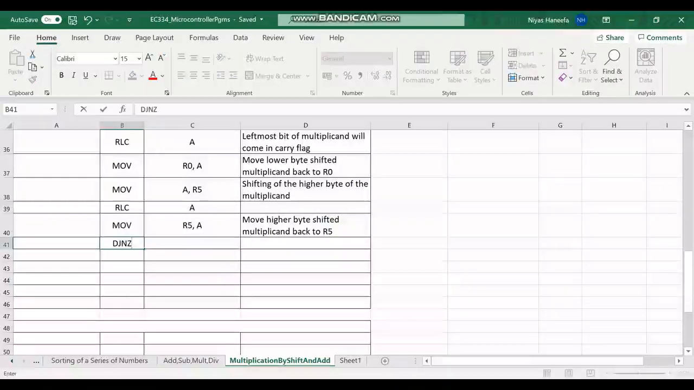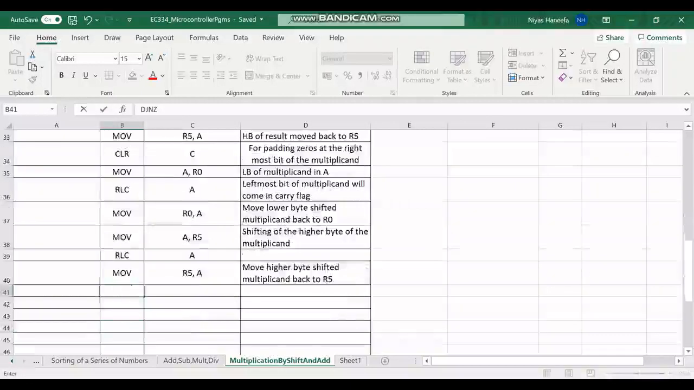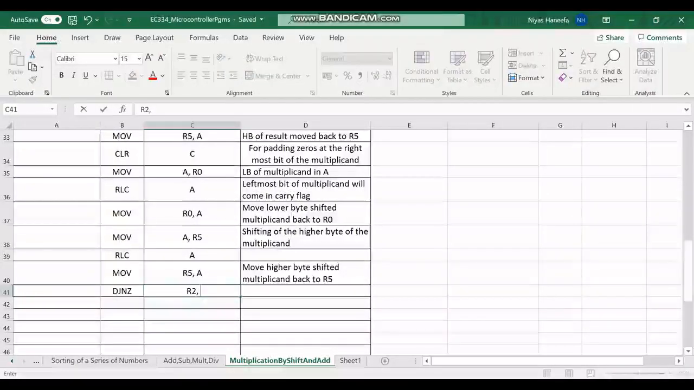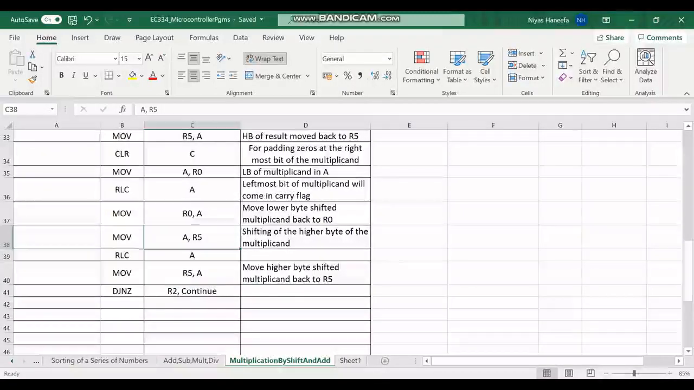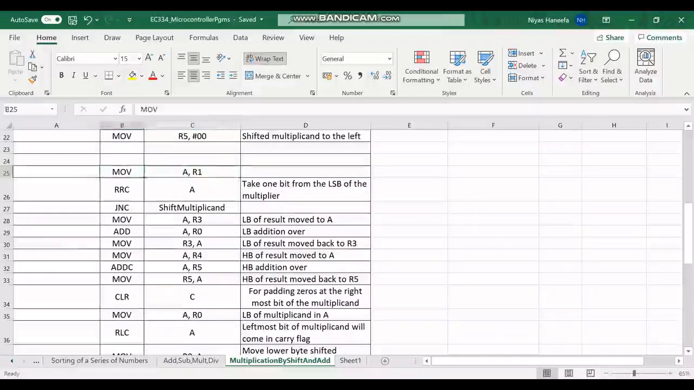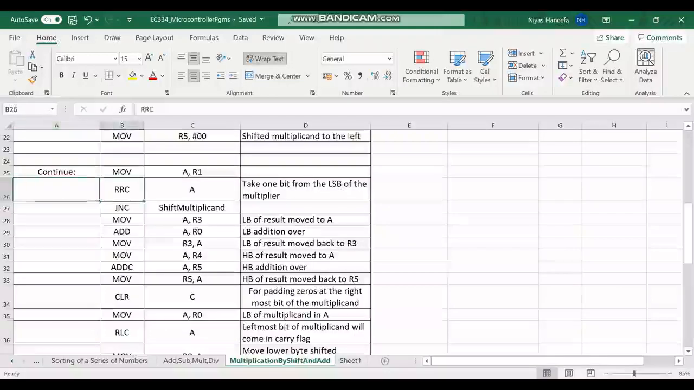The count is in which register which we have saved? The count is in R2 for 8 bits. If it is 16, that means we'll be moving that with 10, that is 16. So DJNZ R2 comma continue. So where will we continue? Again, we'll take one bit from the multiplier. So this is continue. Again, we'll take the rightmost bit from the multiplier.